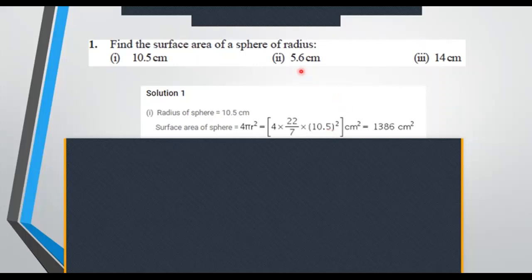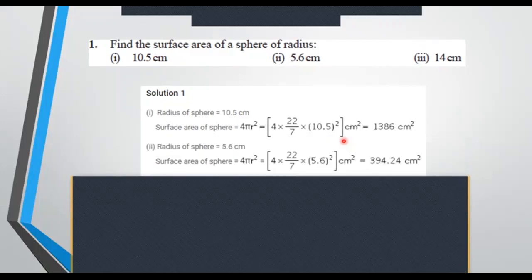Same way when we are talking about part 2, 5.6. If you see, these are all multiples of 7. Can you see? 105, 5.6, 14, these are all multiples of 7. They give it that way only so that it is easier for the children to work it out. So similarly, 394.24 centimeter square, the second one. Perfect.